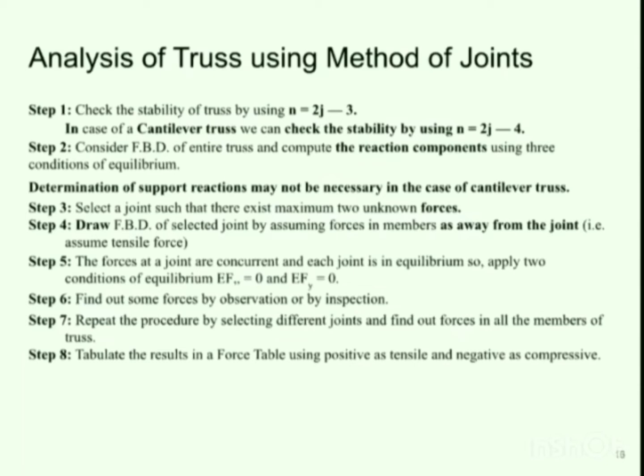Lastly, we need to tabulate the results in a force table using positive as tension and negative as compression, and we need to mention the nature of the forces of a truss. So these are the 8 steps that we need to follow while analyzing the truss by using method of joints. By method of joints, in exam it may be asked for 6 or 7 marks depending upon the number of members in a truss.